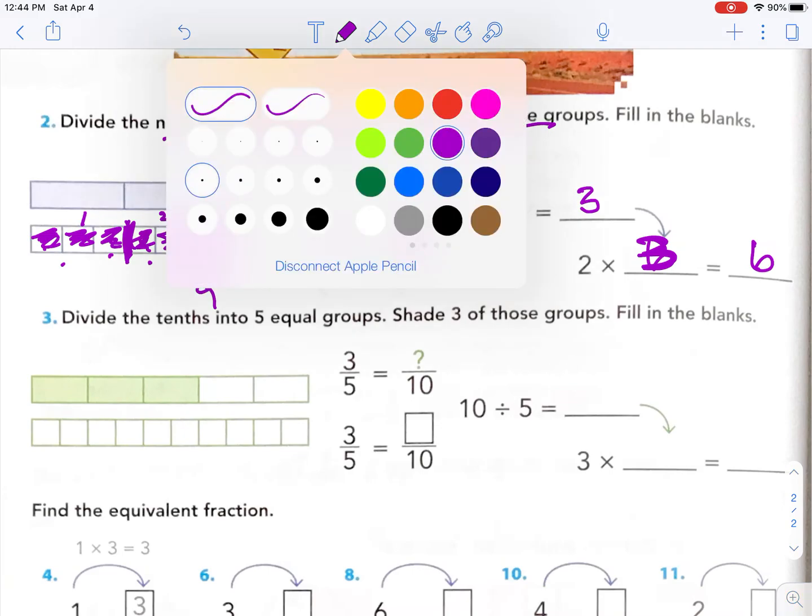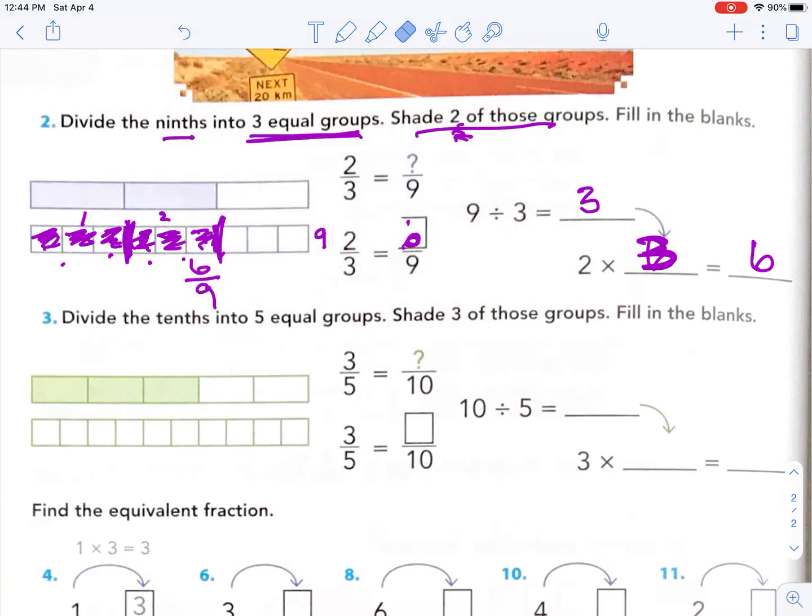Okay, now I'm going to show you. I'm going to erase this. And I'm going to show this to you without all this division. Okay? Let me show you Mrs. Kornthal's way. 3 times what equals 9? We know 3 times 3 equals 9. What we do to the bottom, we always do to the top, so it stays equal. Times 3, and 2 times 3 is 6. Okay, I got the same number. The answer is 6 ninths. Does that match? Yes, it does.